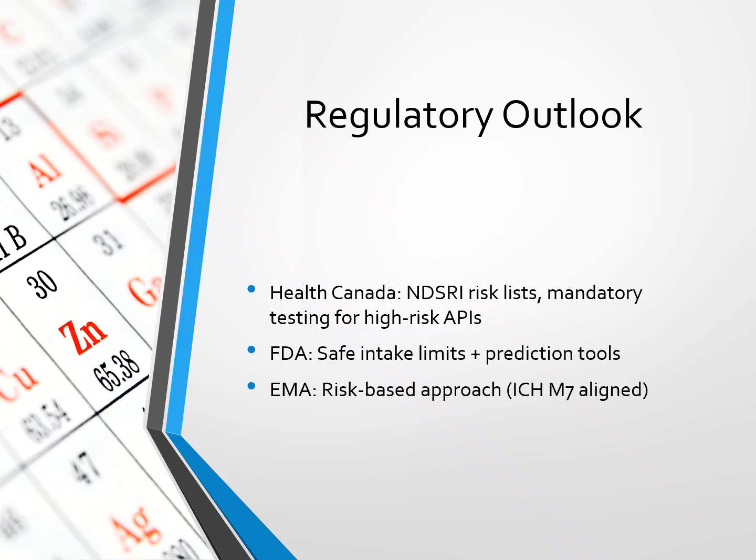Given the seriousness of the risk, regulators across the world are taking action. Health Canada has published risk lists for APIs that are more likely to form NDSRIs and has mandated testing for high-risk products. The US FDA has established acceptable daily intake limits for nitrosamines and even provides computational tools to predict NDSRI risks. Meanwhile, the European Medicines Agency has implemented a fully risk-based approach aligned with ICH M7 guidelines. This shows that nitrosamine testing is no longer optional. It's an integral part of global compliance.